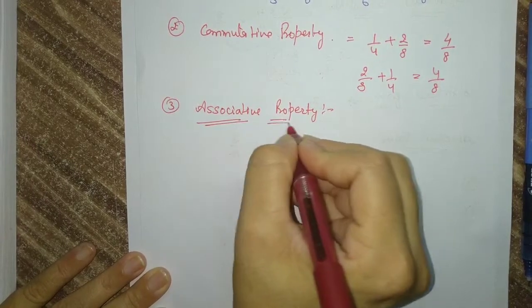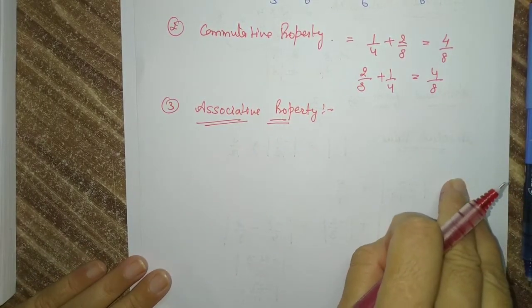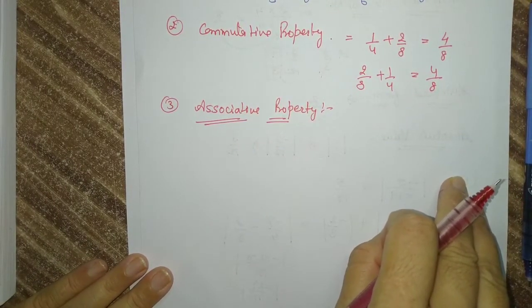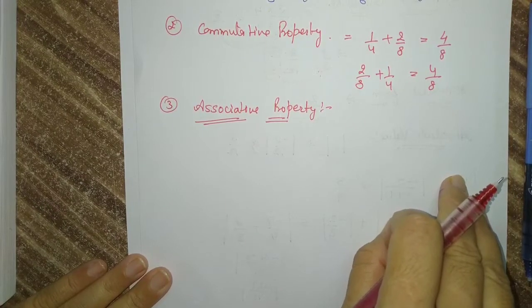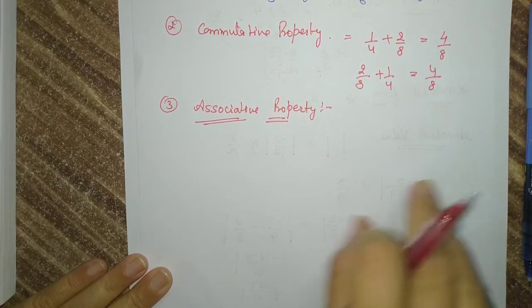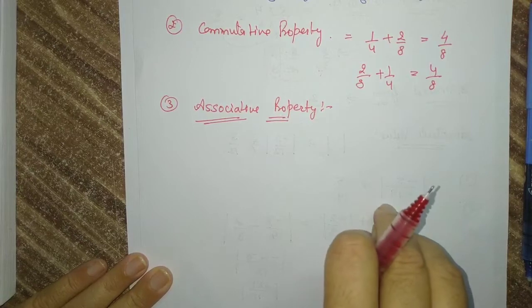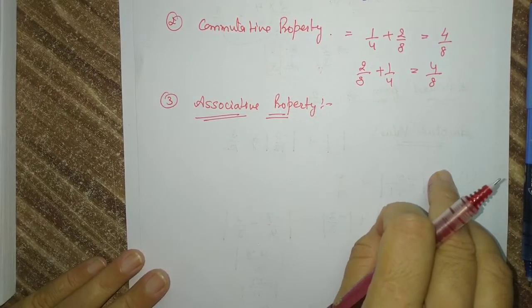Associative property, another name is grouping property. While adding three rational numbers, they can be grouped in any order. That means if we change the group of the numbers, the answer will remain the same. How?